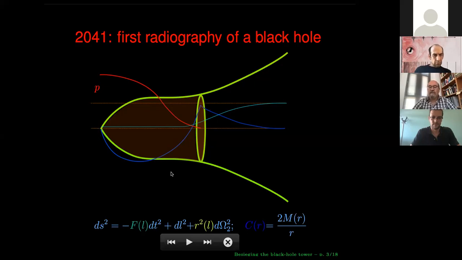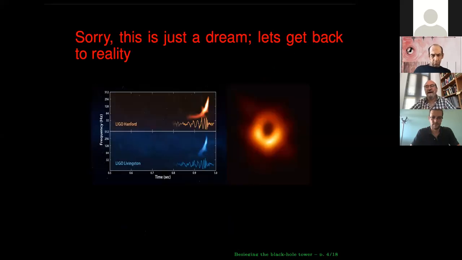Okay, so this is the geometry that, as I said, is something for the future. And then, of course, this is just a dream. So we have to go back to reality, which is in 2020, which is already quite amazing, because we have observations of black holes that were almost a dream a decade before.